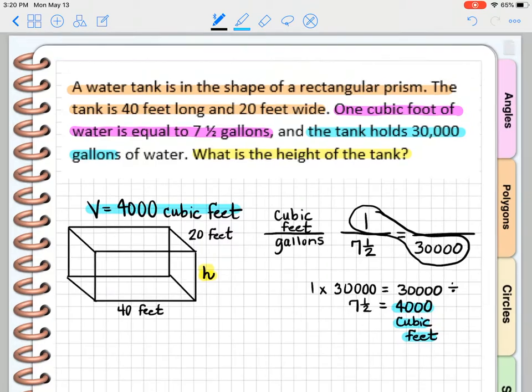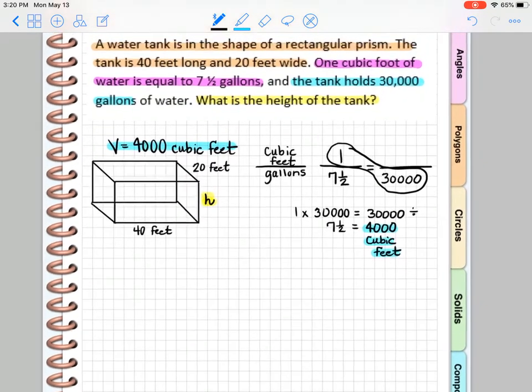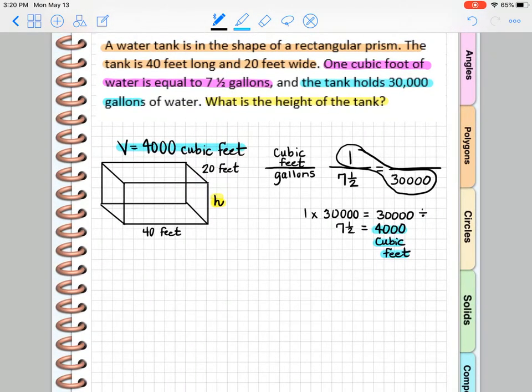And this one's going to involve some algebra. So you have geometry, ratio and proportion, and then here's the algebra. The formula for volume of a rectangular prism is length, width, and height. And we found the volume to be 4,000. We know the length is 40. We know the width is 20. And we're about to know the height.